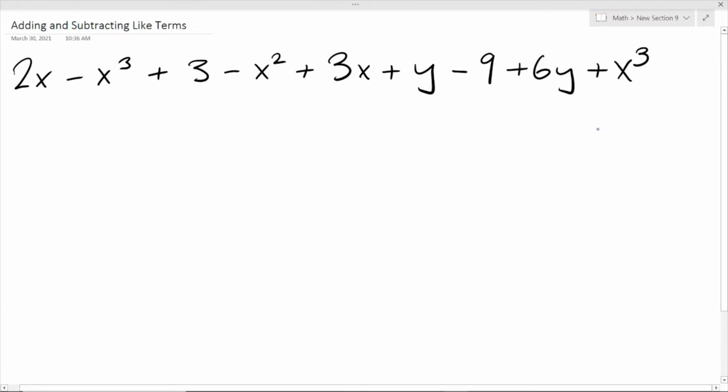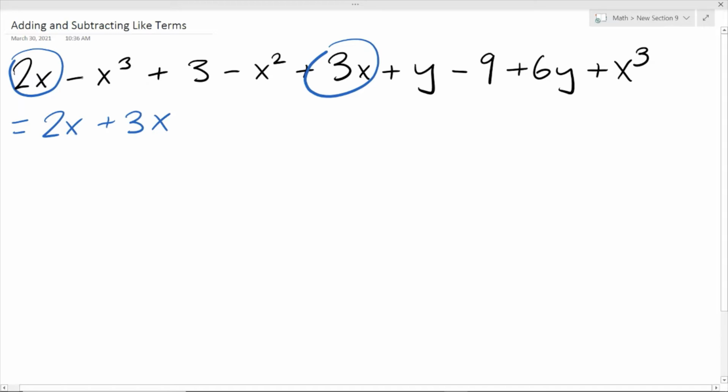Alright, so we're going to start adding these like terms together. We're going to combine them first. So to combine these like terms, we look at the terms that are similar. So 2x is similar to 3x because they both have an x. So we're going to write 2x and plus 3x. Remember to consider the sign in front of it, so we're going to write plus 3x as well.